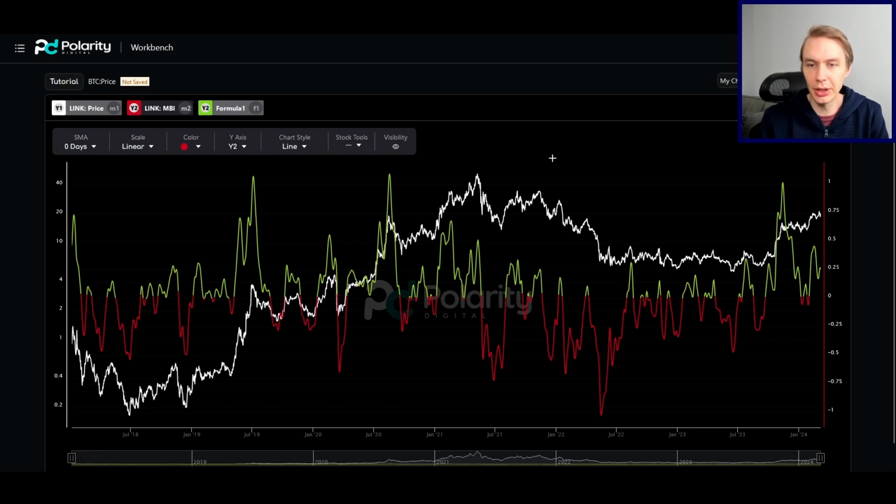Okay, so one other long-term model that I want to talk about here is the momentum bias indicator, or MBI. So this, as the name suggests, really cares about momentum, and really, is it dominating to the upside? Is it biased to the upside, or is the momentum biased to the downside? So this is a Z-score.